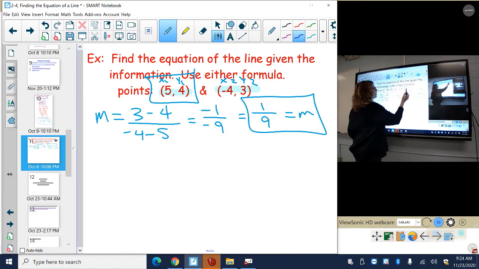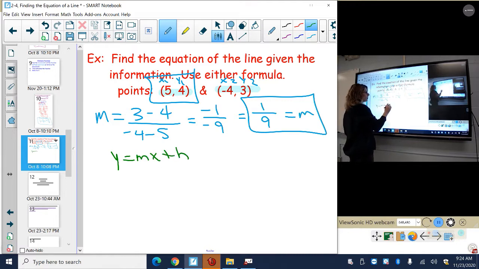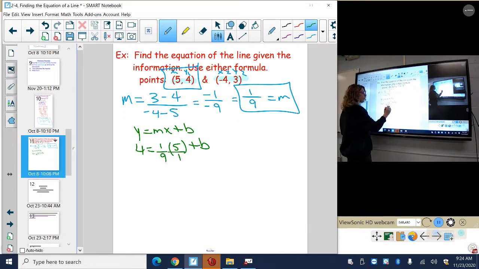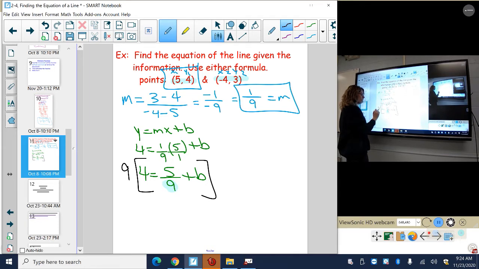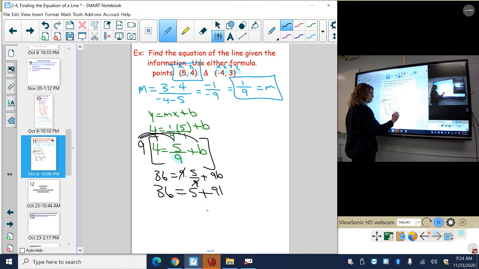Okay, so now I'm going to choose a point. That's positive. So I'm going to go ahead and say, okay, y equals mx plus b. Y is 4, m is 1/9, x is 5 plus b. Put this 5 over 1, multiply the tops, multiply the bottoms. Locate your denominator. Multiply each and every term by your denominator. So this gives me 36 is equal to 9 times 5 ninths plus 9b. The 9's cancel out. And I have 36 is equal to 5 plus 9b.